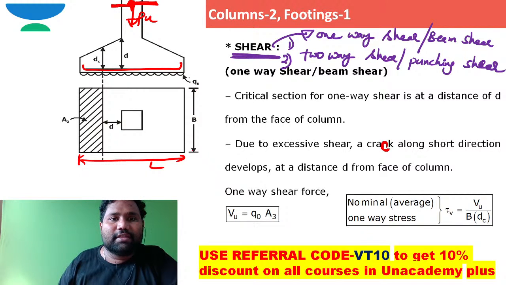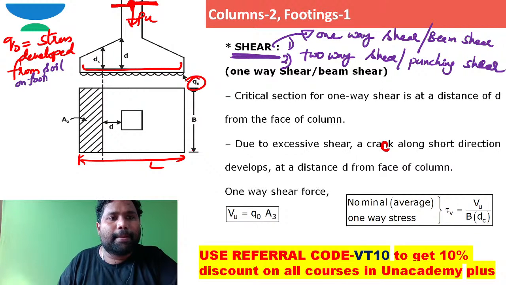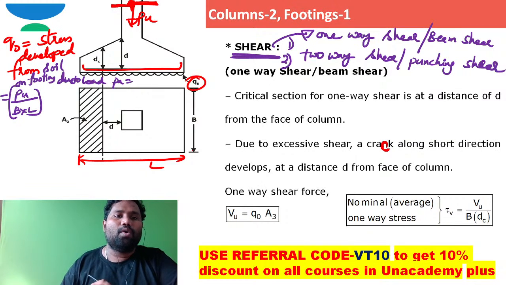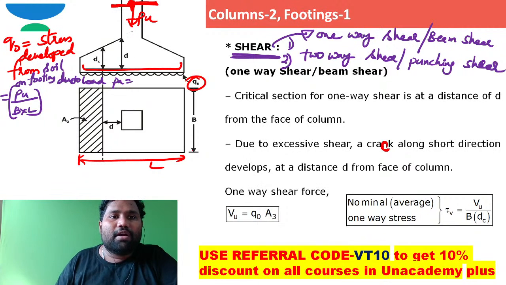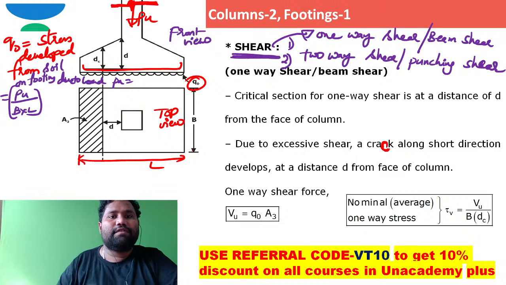For example, this is q naught. This q naught is the stress developed from the soil on the footing due to load P, equal to Pu by b into L. This is how we can work it out. Now, because of this load applied here, this is the front view, and this is the top view.